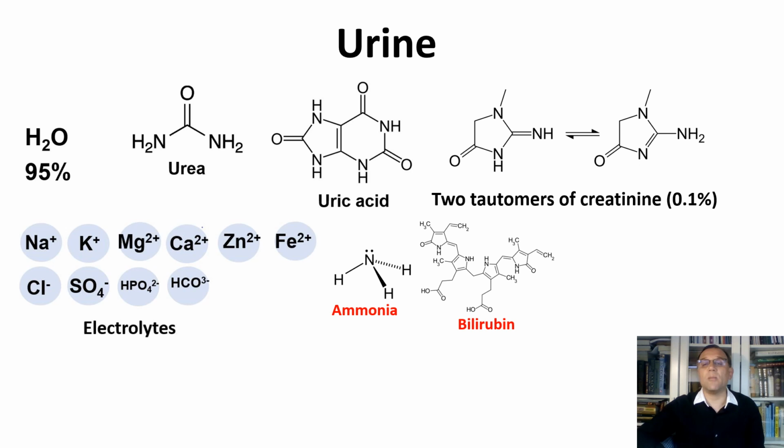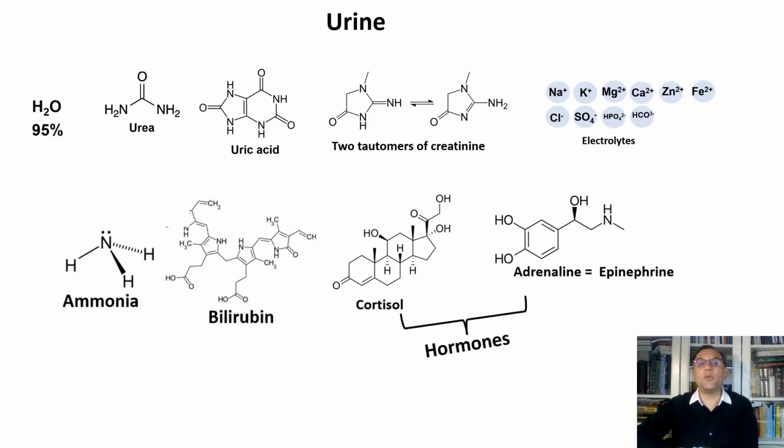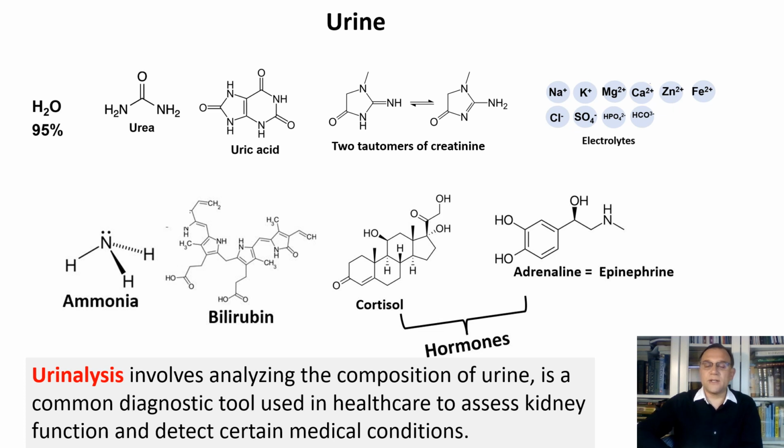Other waste products are ammonia, bilirubin, and excess salts, which can also be found in urine. Urine can contain traces of hormones such as cortisol and adrenaline, as well as various metabolites and byproducts of metabolic processes. It is important to note that the composition of urine can be influenced by various factors, and any significant deviation from the normal range may indicate underlying health conditions. Urinalysis, which involves analyzing the composition of urine, is a common diagnostic tool used in healthcare to assess kidney function and detect certain medical conditions.